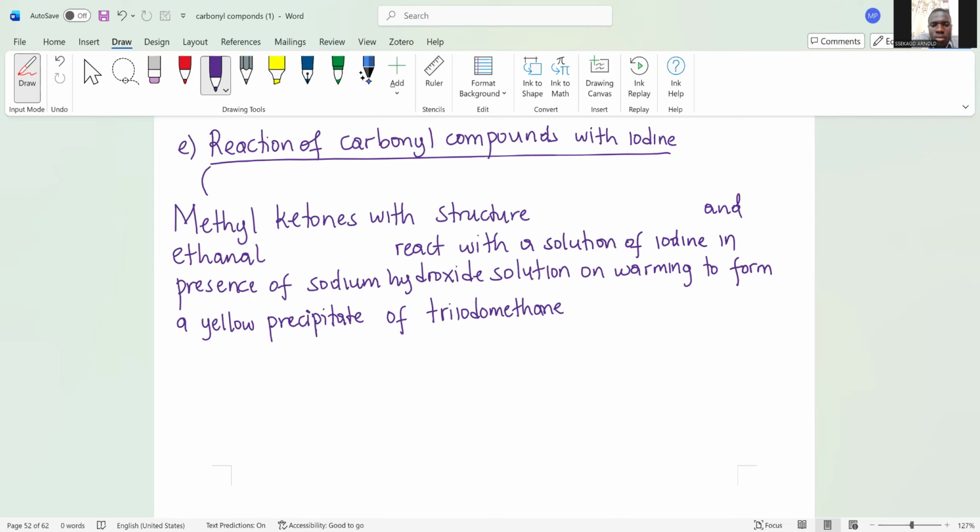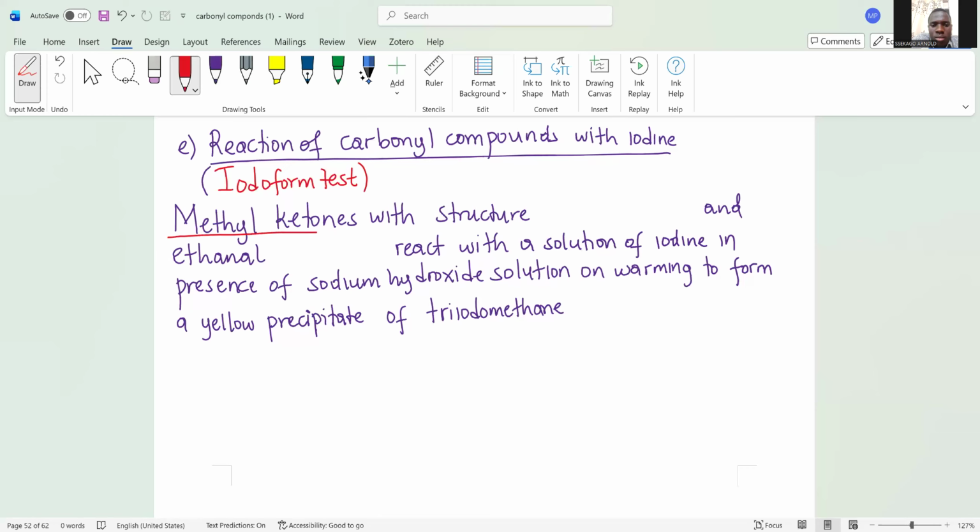Reaction E is the reaction of carbonyl compounds with iodine. This reaction is also known as the iodoform test. So when you hear people mentioning the iodoform test, it is the reaction of carbonyl compounds with iodine. So what are the carbonyl compounds of interest in this case?